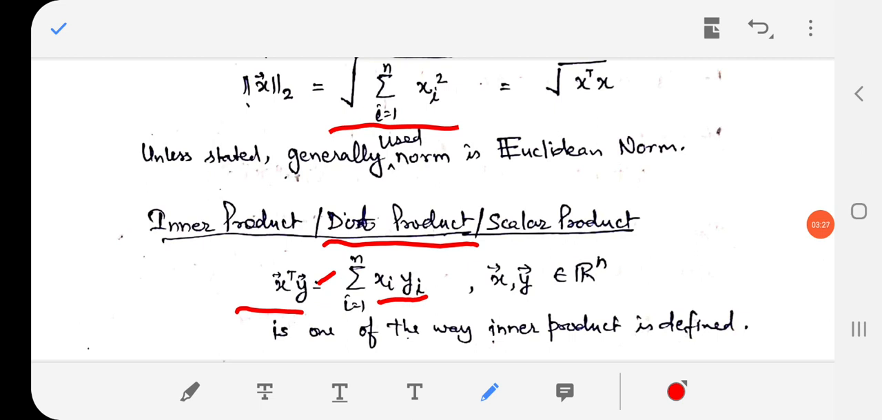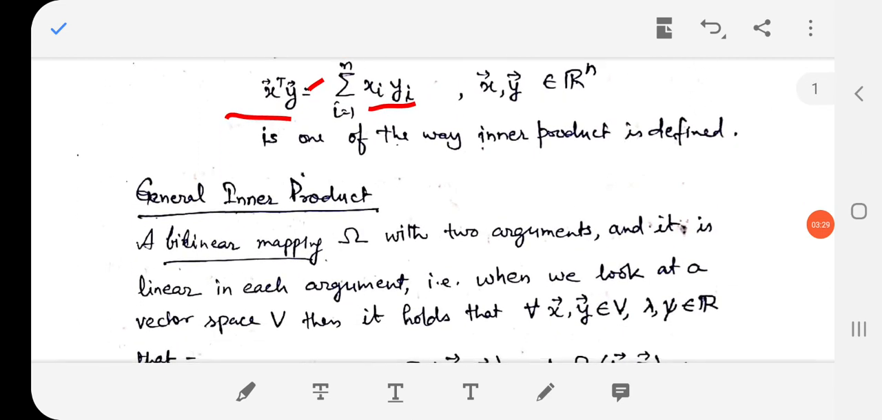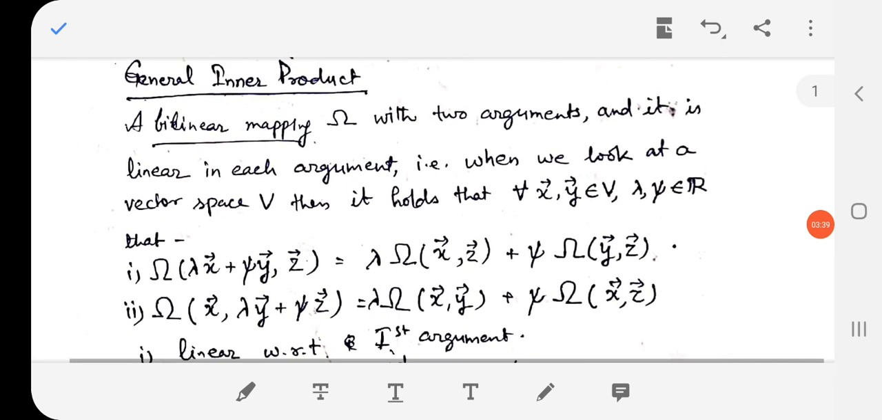Okay, so now that we have talked about inner product, we need to define what it means by an inner product. Any inner product is based on certain things. One of them is bilinear mapping, another is symmetric, another is positive definite. So we are going to talk about these three concepts one by one.